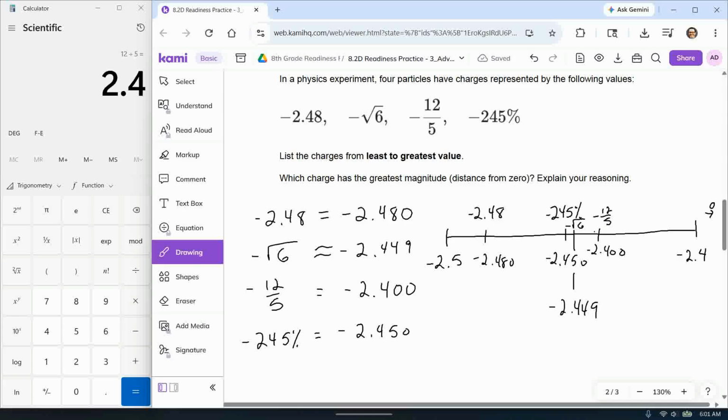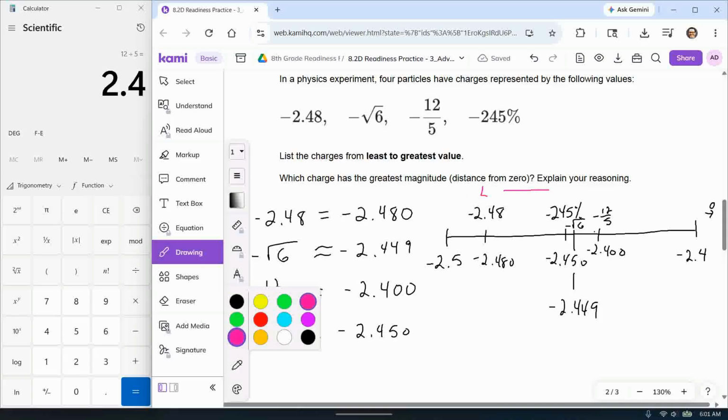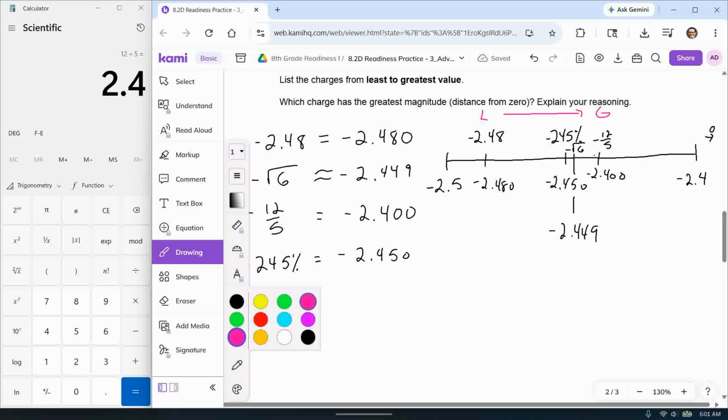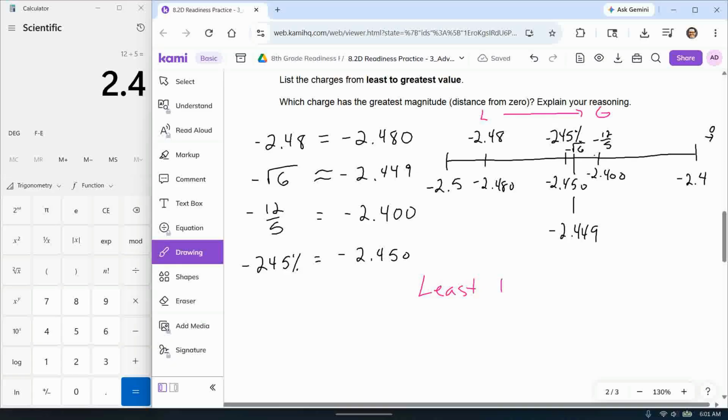All right, so let's go ahead and rewrite this from least to greatest. My least is still on the left, greatest is still on the right, but in the negatives, my least is my largest negative number. So it's going to be least to greatest: negative 2.48, then negative 245%, negative square root of 6, negative 12 fifths.